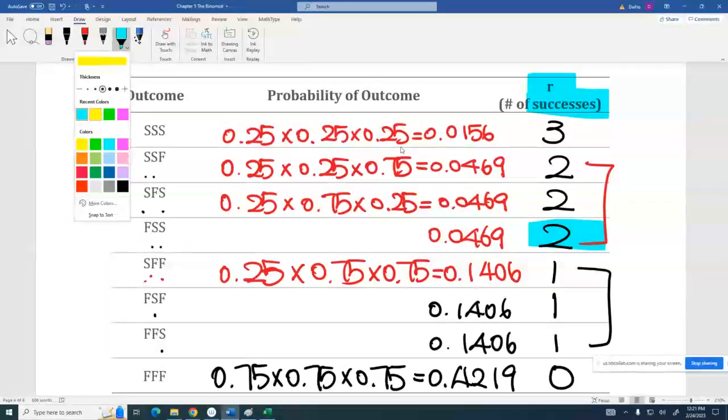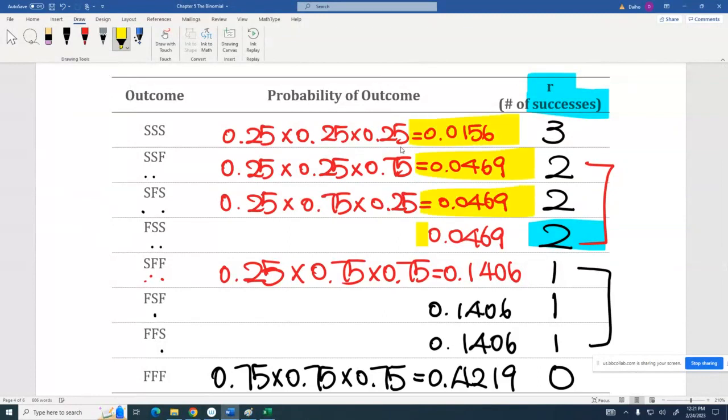could you add up the probabilities, please? Now, please take 3 times 0.0469, another 3 times 0.1406, and the last one, single, 0.4219. Please sum up. Done? How much did you get? 1. Why not? I told you, the sum of all possible probabilities must always be 100%. Okay, now let me organize the table again.